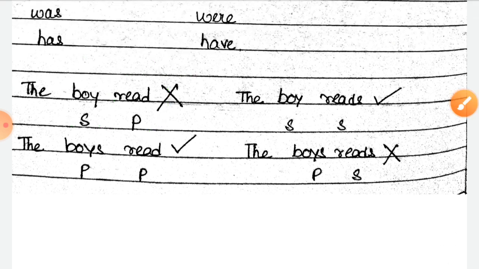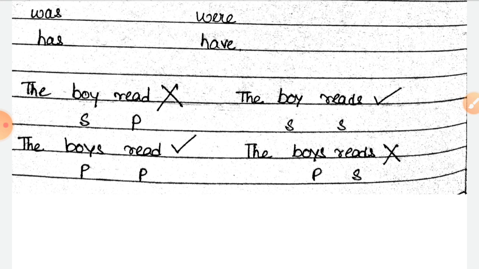Same, the boy reads. So the boy is a singular noun, but reads is a singular verb. So the first sentence is incorrect. Why? Because the boy is a singular noun, it is not taking a singular verb. What is it taking? It is taking a verb without S. It is taking a plural verb. So "The boy reads" will be the correct thing.